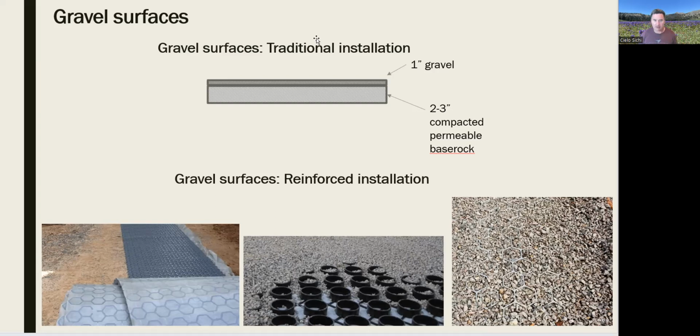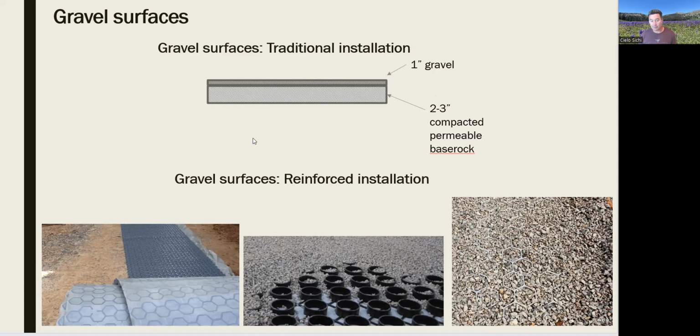My best recommendation, and in many installations that I've done, the best thing you can do if you're going to do a traditional installation is do 2 to 3 inches of compacted permeable base rock. And on top of that, just do a 1-inch layer of gravel. That 1-inch layer of gravel on top of a compacted rock is much easier to walk through. This is probably the least expensive way that you can create a walkable, usable surface that is permeable.